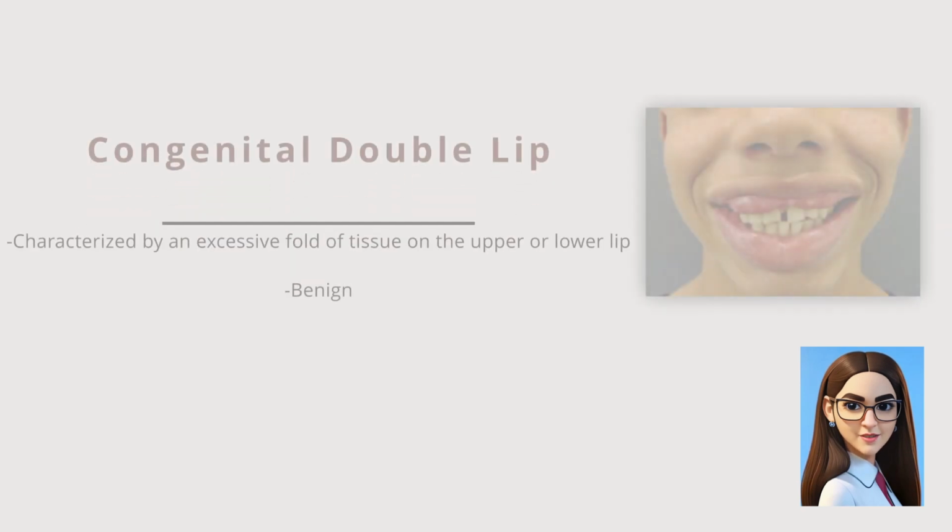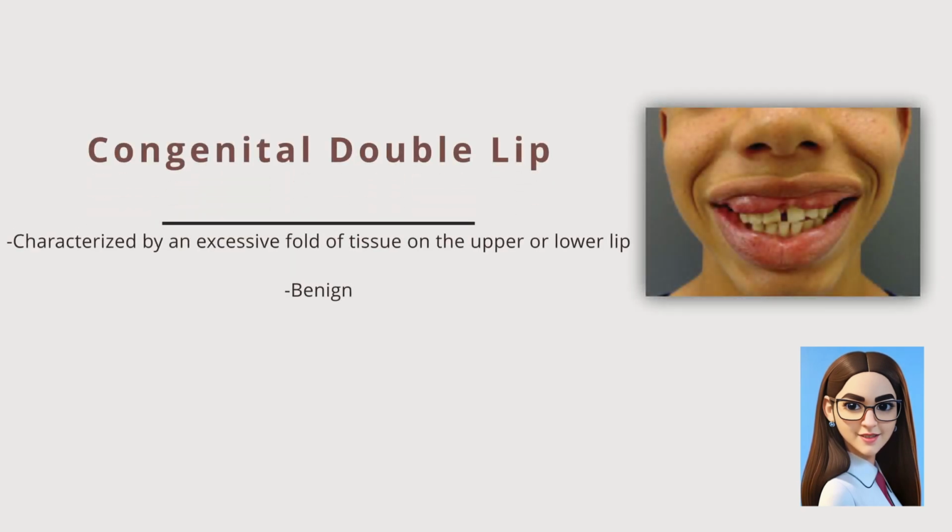Next, let's talk about congenital double lip. This condition affects the appearance of the lips and is caused by a developmental defect in the connective tissue of the lip during fetal development. Congenital double lip is characterized by an excessive fold of tissue on the upper or lower lip, giving the lip a thicker and fuller appearance than normal. Although it is a benign condition that usually does not cause any functional problems, it may affect a person's self-esteem and confidence. The surgical procedure involves the removal of the excess tissue and reshaping of the lip to create a more natural contour.